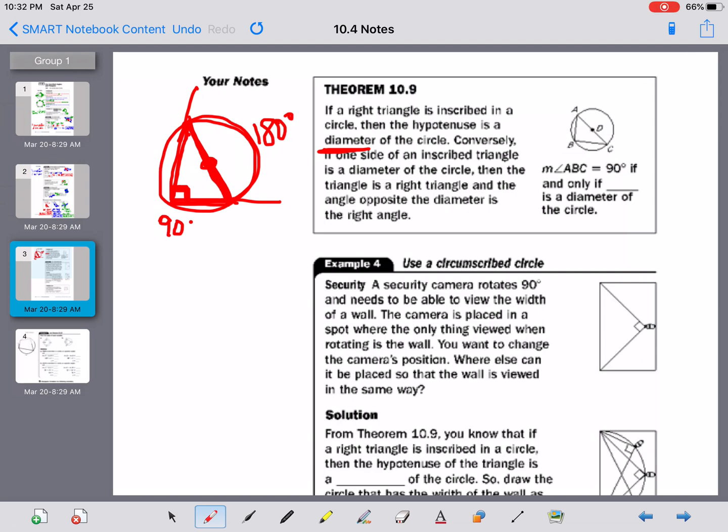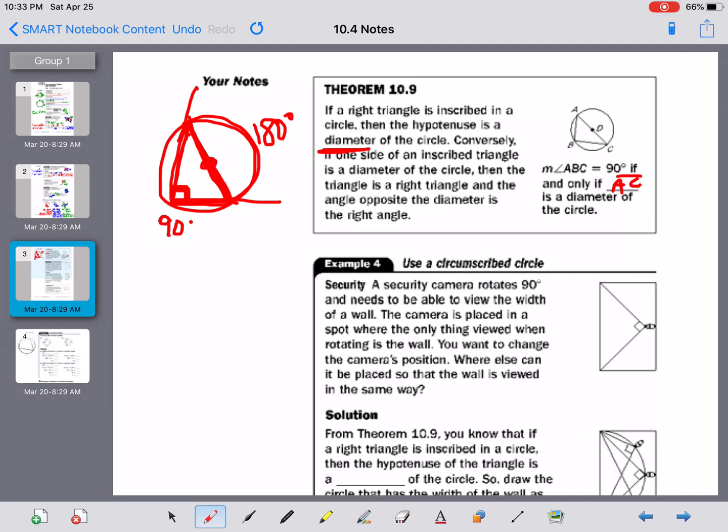So that's what this theorem is telling us: the angle equals 90 degrees if and only if this AC here is a diameter. So if you have a right triangle inscribed in a circle, you're going to end up with the diameter as the hypotenuse. Or if you flip it and say I have a triangle inside my circle and it uses the diameter, then it has to be a right triangle.